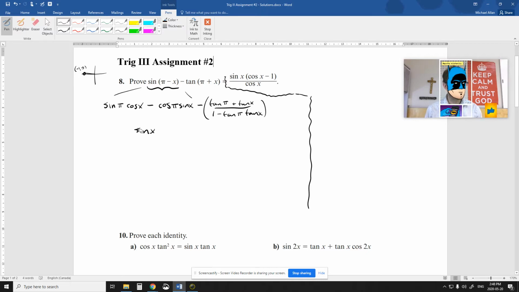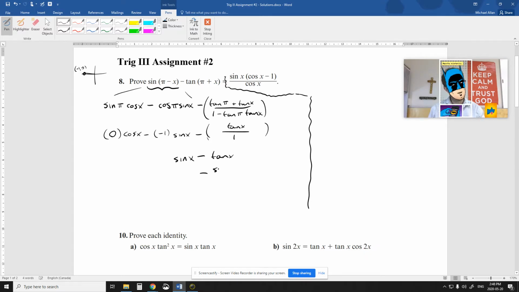I'm just going to clean this up a little bit. 0 cos x, and this is -1 sine x, so this just turns into sine x. Okay, tan pi: tan is sine over cos, but sine pi was 0, so the top here just turns to tan x. And the bottom, because tan pi is 0, 0 times tan is 0, so it's going to be 1. So this simplifies down to a nicer number. So I'm going to have minus tan x, and this is going to be, like I said before, sine x.